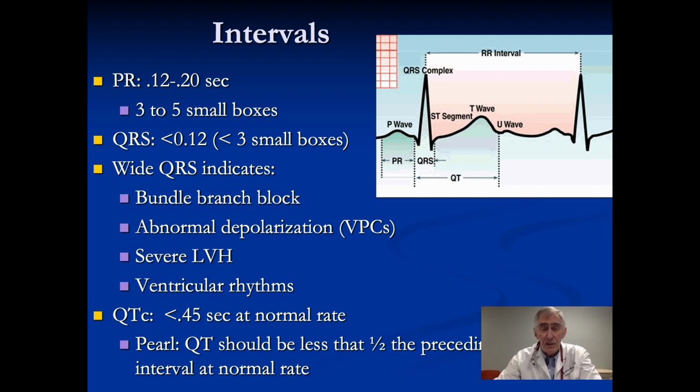It turns out that at normal rates, roughly 60 to 90, the QT interval should be less than half the RR interval as we see here. And that is something you can rely on. Now, at faster rates, it doesn't work as well.